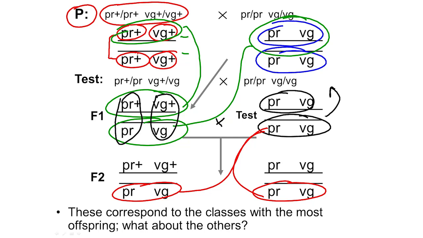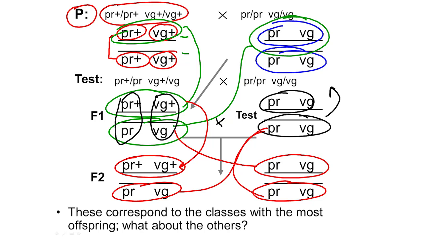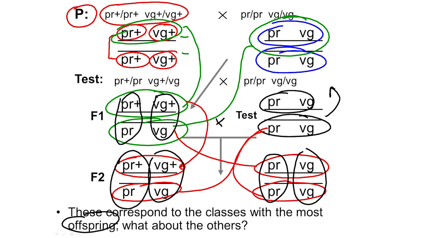And it can either give this chromosome, in which case you'll have PR plus VG plus on one chromosome, or it can give this one. So you'll get two offspring types, right? Again, if you do it the vertical way, this one looks PR plus PR, so it'll have red eyes. This one looks VG plus VG, so it'll have normal wings. This one is the opposite. It's purple and vestigial. So these correspond to the classes with the most offspring.